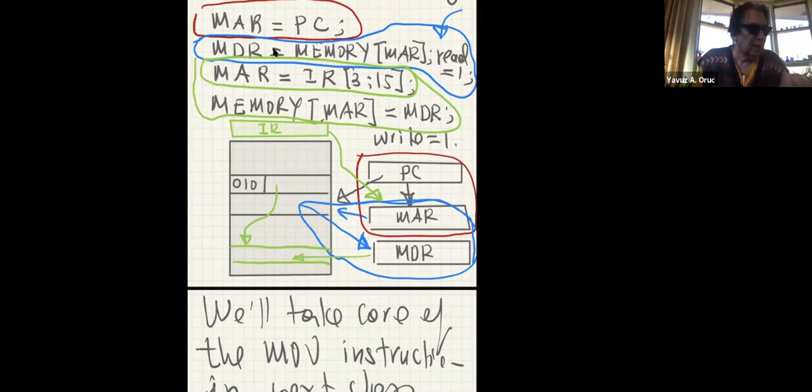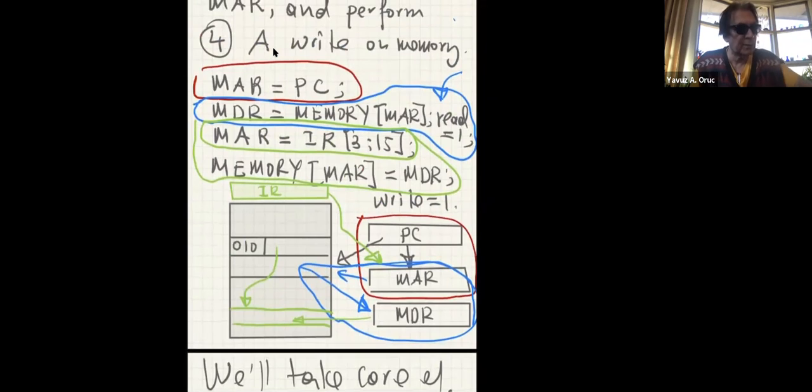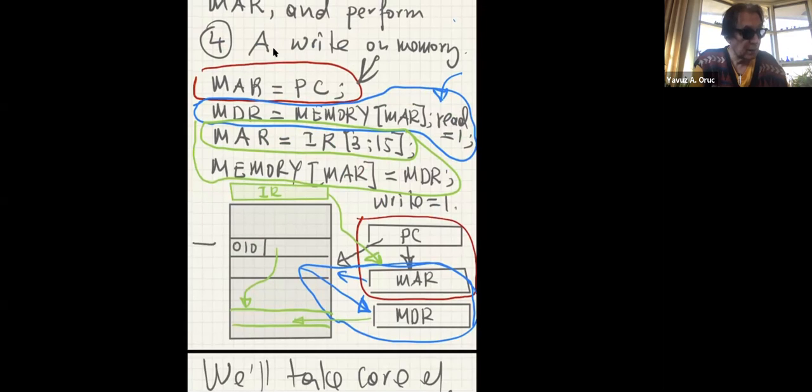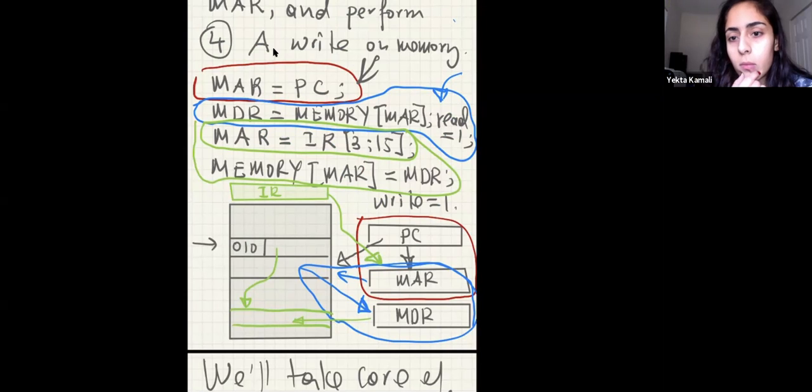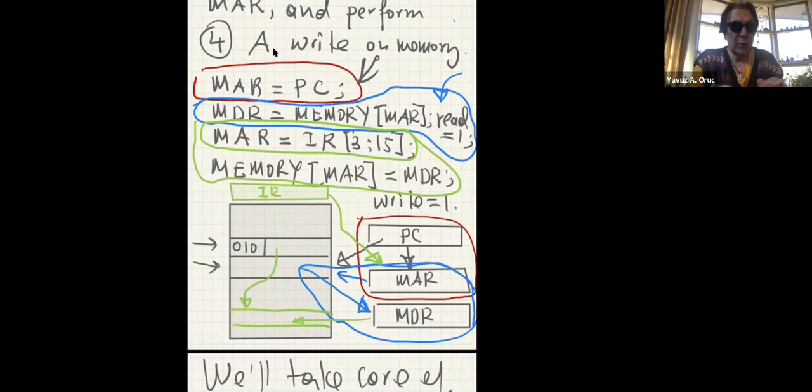Now you see that just prior to that, we conditioned MAR with PC because we said that PC will be pointing to our data, our operand, because we increment PC by 1 every time we fetch an instruction. Originally PC was pointing to this location. As soon as we fetched it, we also incremented by 1. I'm going to explain this when I go through the fetch, decode, execute parts of the process. So now we know that PC points to this location where our operand is. We put this into MAR first. That's what the red line did.